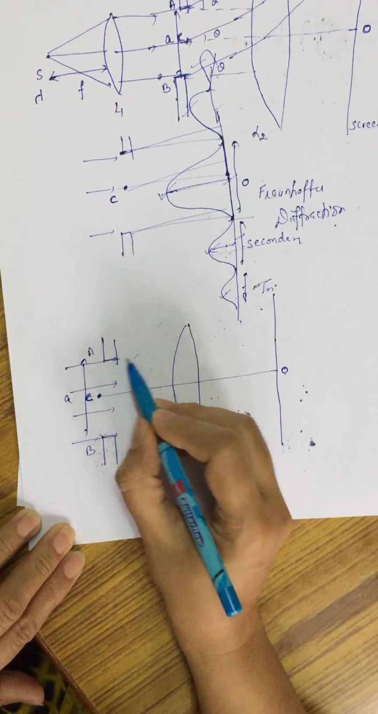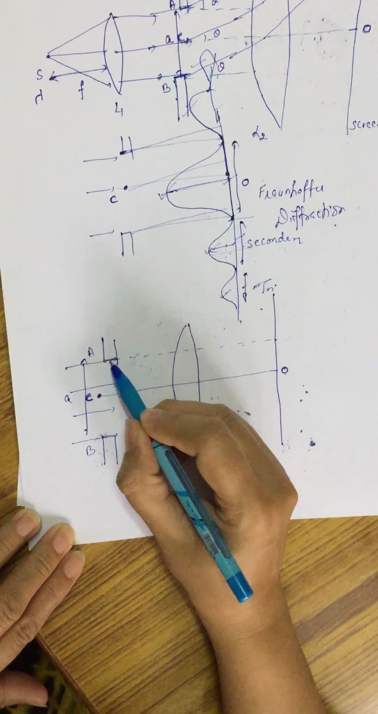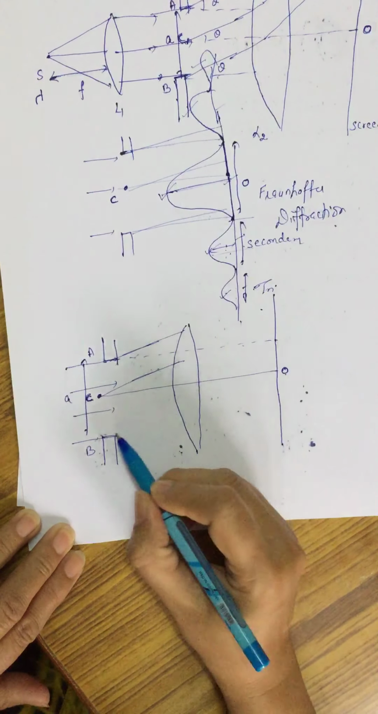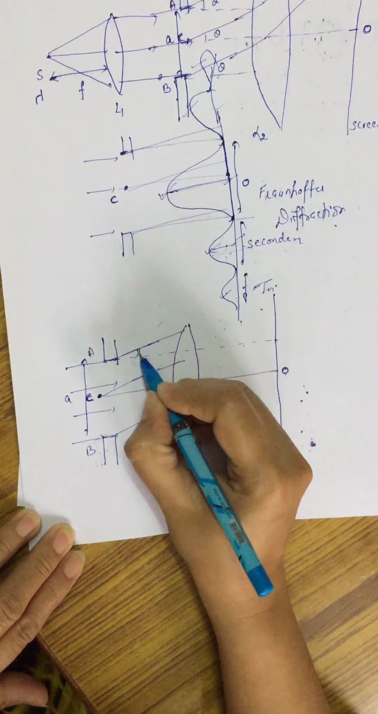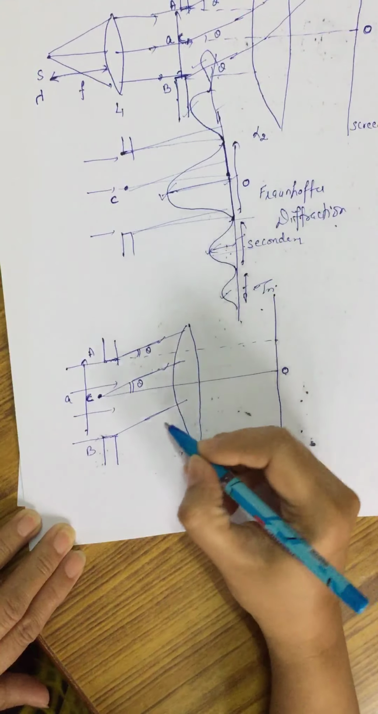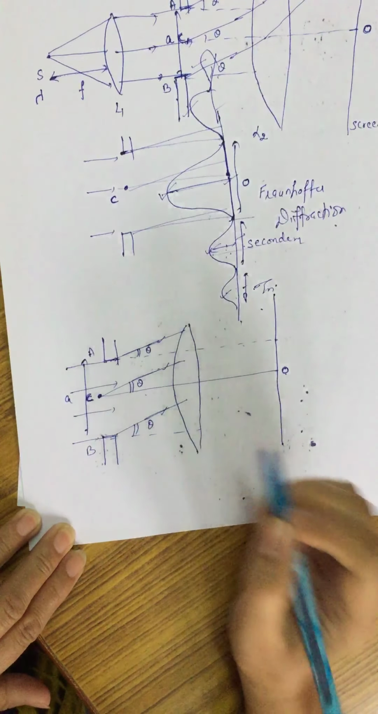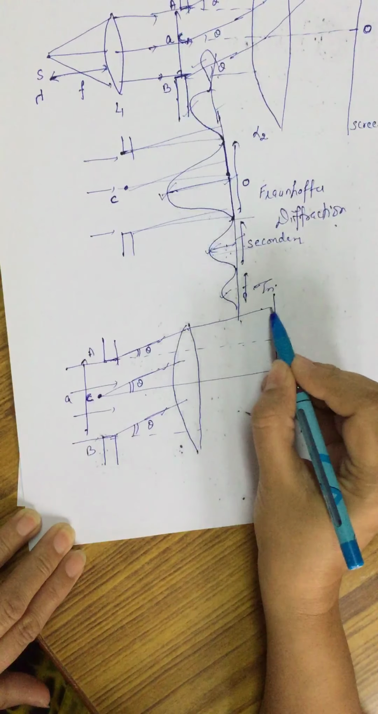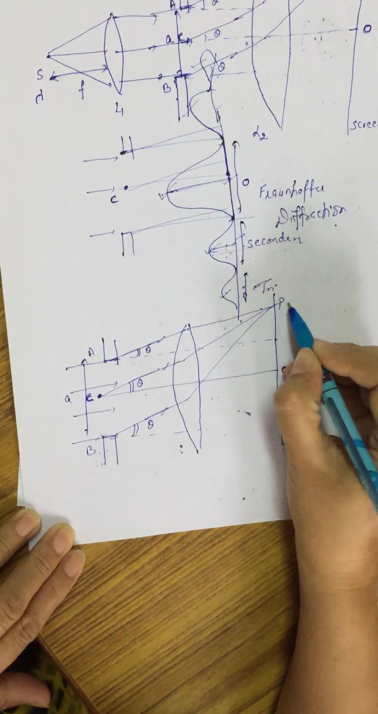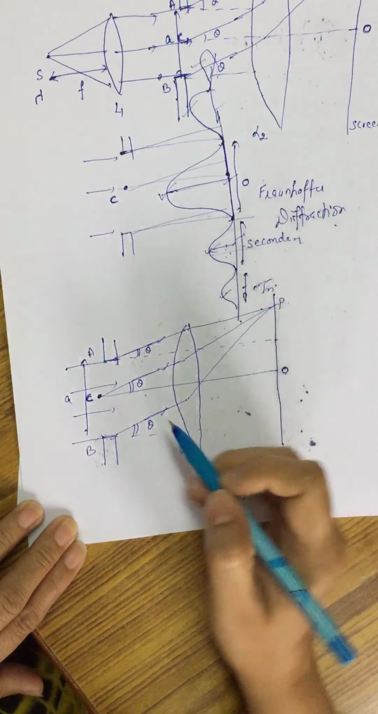At the edges, we know that light moves in a straight path, but due to diffraction it gets deviated by some angle, and let us consider this angle is theta. Every wave experiences the same angle of deviation, and after passing through the lens they converge at a point P.